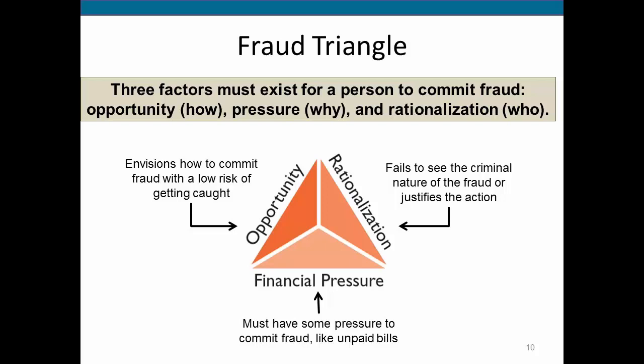Now, the fraud triangle is a model created by a criminologist that asserts the following 3 factors must exist for a person to commit fraud: opportunity, pressure, and rationalization. Please read more about the fraud triangle in the textbook.